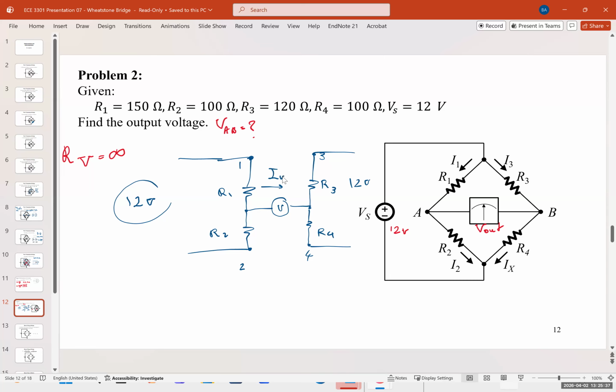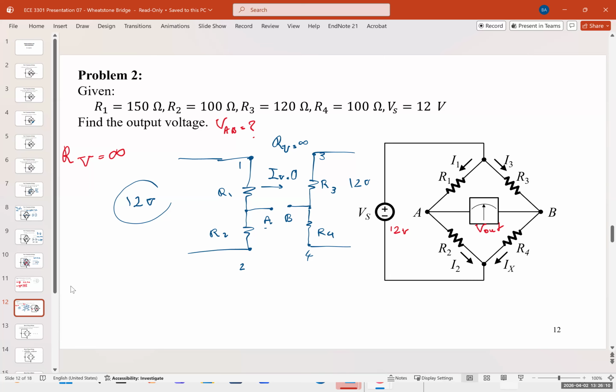Now, since this is an ideal voltmeter, what is the current passing through it? 0, because the impedance is infinite. There is a voltage, but no current passing through it. And this is a very important key. If there was a resistor here, you couldn't solve it the way I'm solving it now. So the current passing here is 0, and I want to just find the voltage difference between these 2 points, A and B.